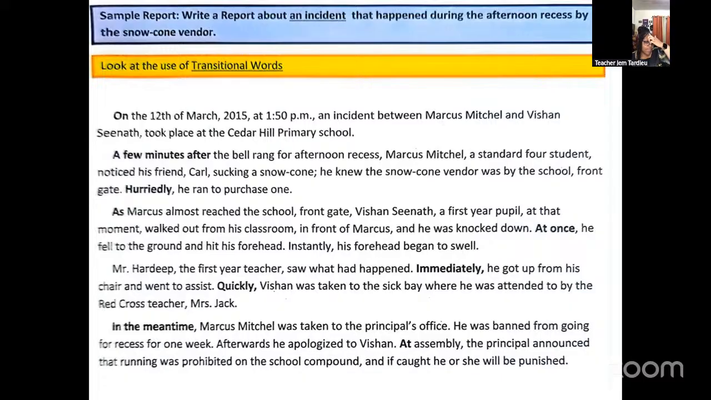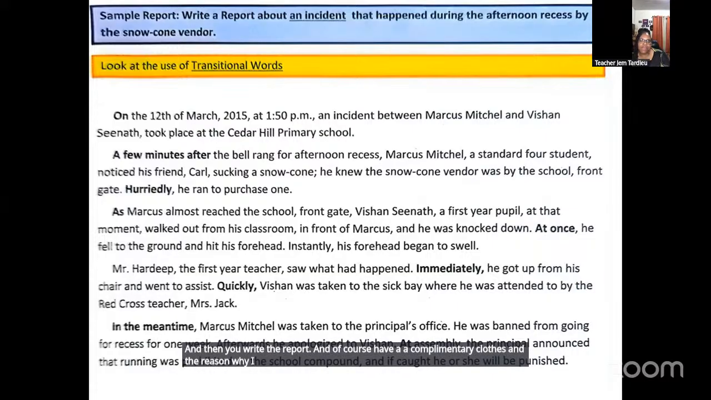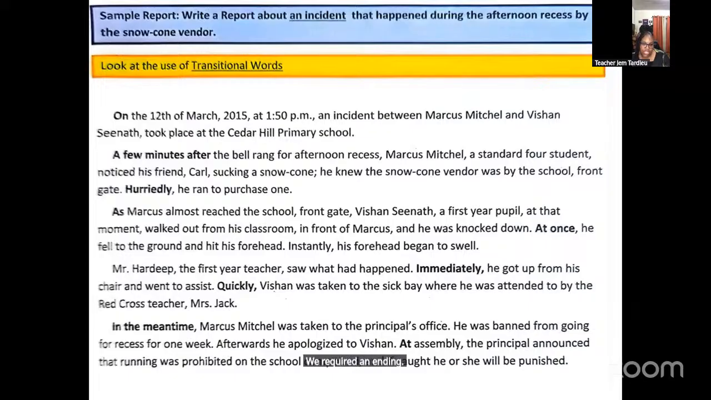And of course have a complimentary close. And the reason why I say it may not be a complimentary close, but a closing, is that based on the article we did last in January, we required an ending, a designation, so your name and a designation, the position held, based on the prompt that they give. So I wouldn't want you to lose any marks for not giving a proper close. Okay, great. So Kaylee has a thumbs up, so she's clear on that.